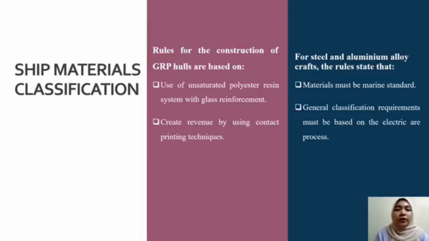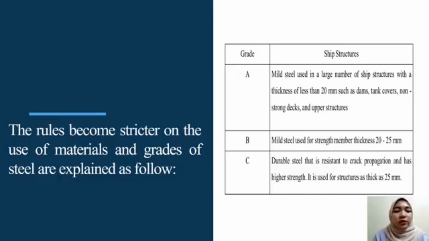First, rules for the construction of GRP hulls are based on the use of unsaturated polyester resin system with glass reinforcement, using a contact moulding technique. For steel and aluminium alloy craft, the rules state that material must be of marine standard. General classification requirements must be based on the electric process. The rules become strict on the use of material, and the grades of steel are explained as follows.